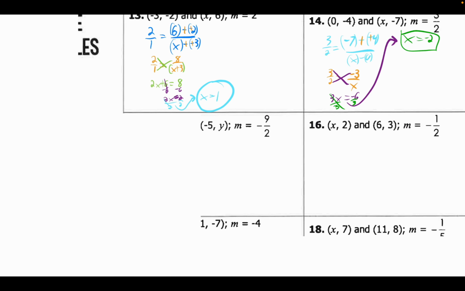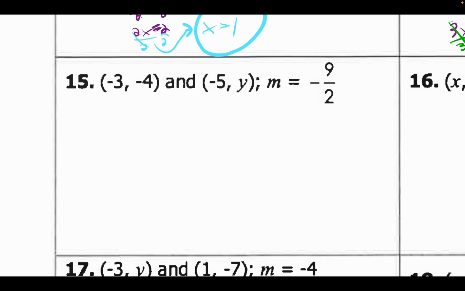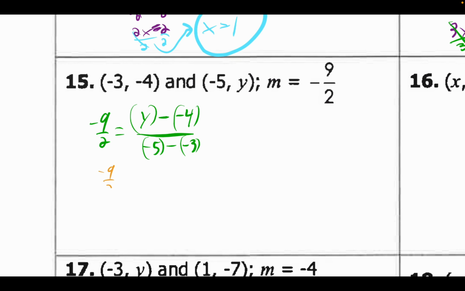Moving on to number 15, Burger King foot lettuce. We are going to have negative 9 over 2 equals, I'm once again making this my first one since it has an unknown, y minus negative 4. On the bottom, negative 5 minus negative 3. Do all the math I can over here. Once again, where the negative is here really doesn't matter. Y plus 4, because these are adding, and these are adding as well, and giving us negative 2.